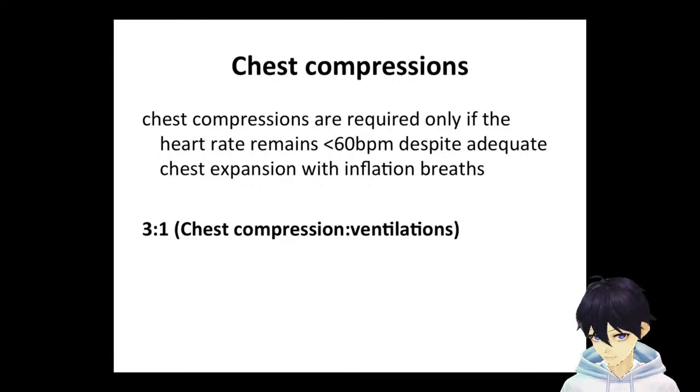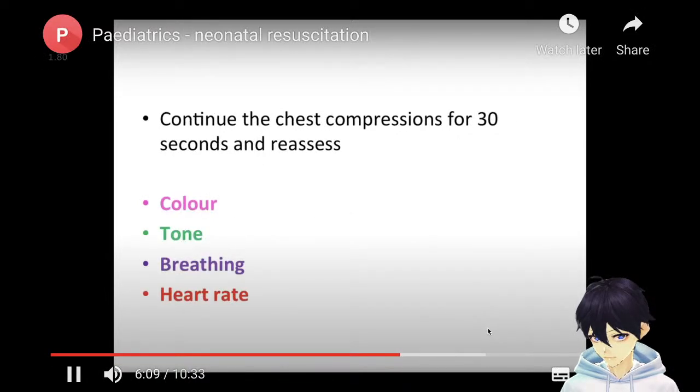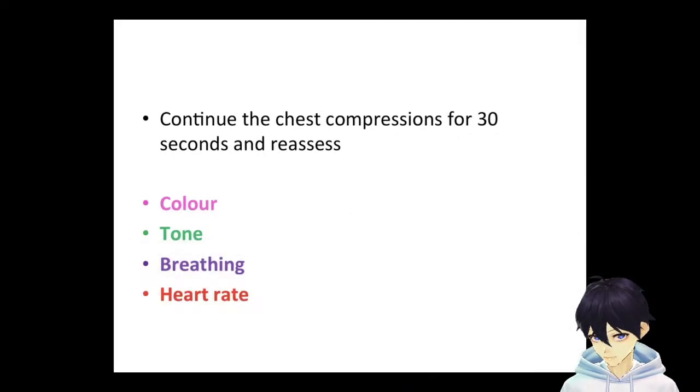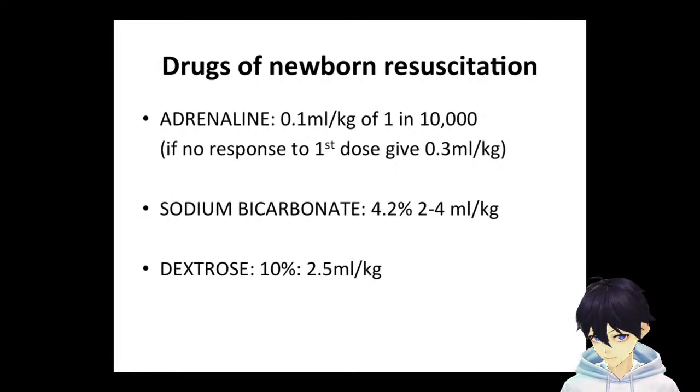They're at a ratio of 3 chest compressions to 1 ventilation, and at a rate of 120. You continue the chest compressions for 30 seconds, and then reassess colour, tone, breathing, and heart rate. Drugs are very rarely needed in newborn resuscitation, but are needed if there is failure to respond to chest compressions in 30 seconds. So if you're starting chest compressions, you need a member of the team to be getting the drugs prepared and getting the umbilical venous catheter ready. The drugs of newborn resuscitation are adrenaline, sodium bicarbonate, and dextrose.